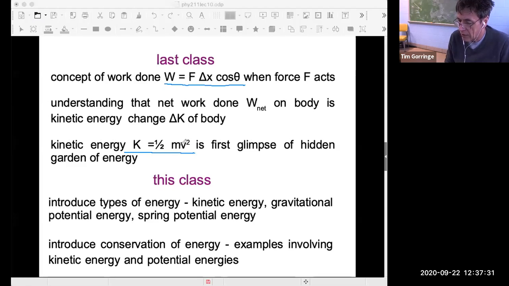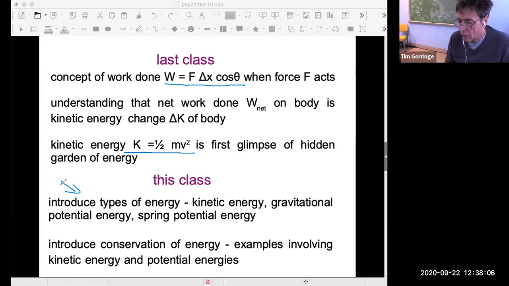And as I say, it was really our first glimpse into this hidden garden of energy, different types of energy, and conservation of energy that lies beneath forces and how forces interact. And we're going to continue to work on exploring this hidden garden of energy and energy conservation today. So there's two main things I want to do today. Here they are.